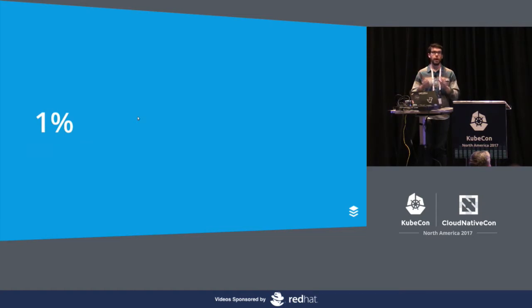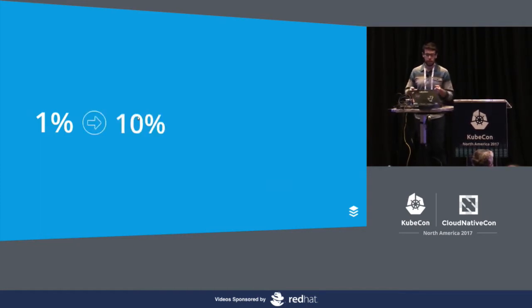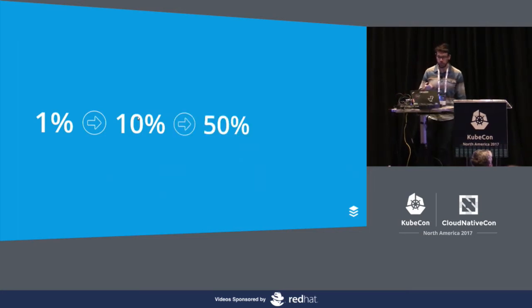So we route 1% of our traffic from our existing application onto our Kubernetes cluster. Things look fantastic. So we scaled that up to 10% of all the traffic being routed into our new setup. And then we moved up, as you'd expect, to 50%. And this is where things started to get interesting.